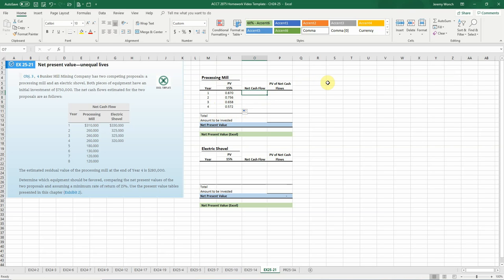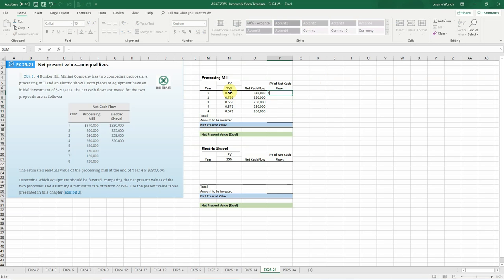Now I want to plug in our cash flows. So we have 310,000 in year 1 for the processing mill, 260,000 in years 2, 3, and 4. And then for the processing mill, they're going to sell it in year 4, so we'll give this another year 4, and they're going to sell it for 280,000.